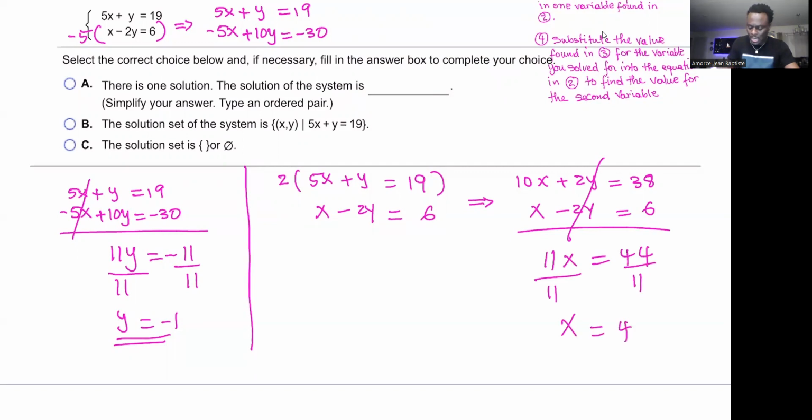And you can see that's my x and that's my y. I can go ahead and give the solution. It's a unique solution in this case as well. So that is the ordered pair, x equals 4 and y equals -1. That is my solution.